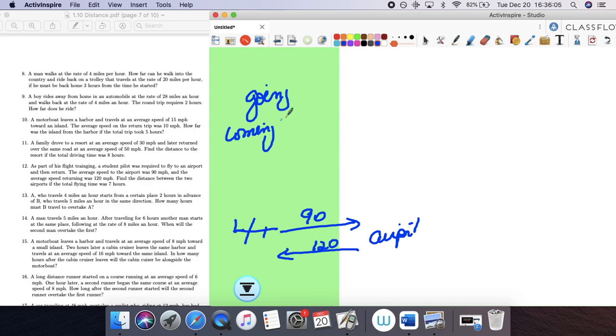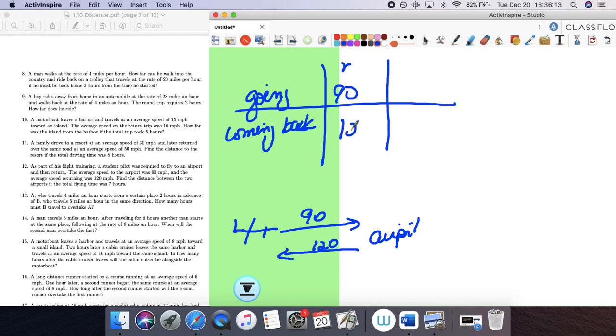So very similar to the previous question. So let's see what we can do. Going, he was traveling at 90 miles an hour. Coming back, he was traveling at 120 miles an hour. Time, did we have time?